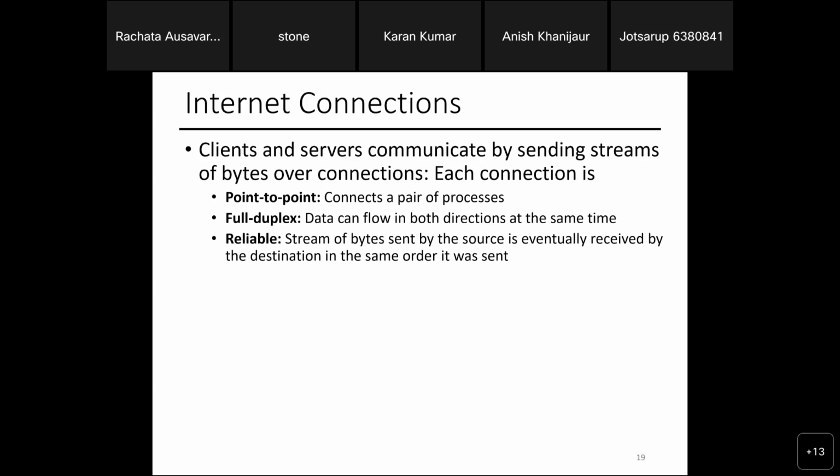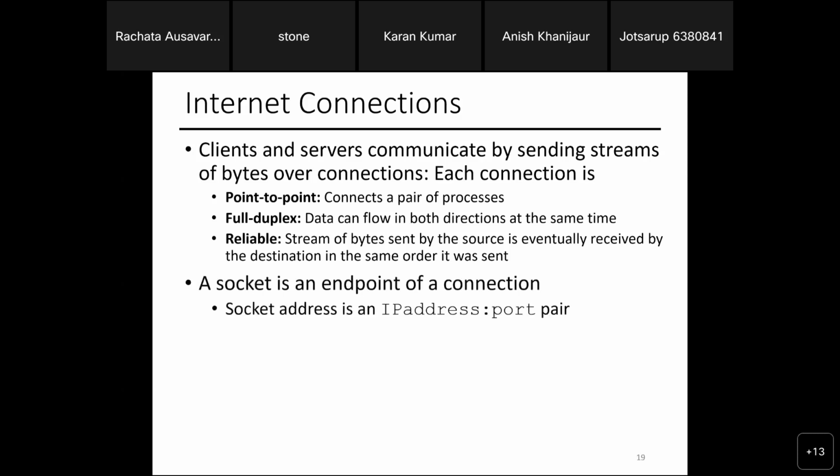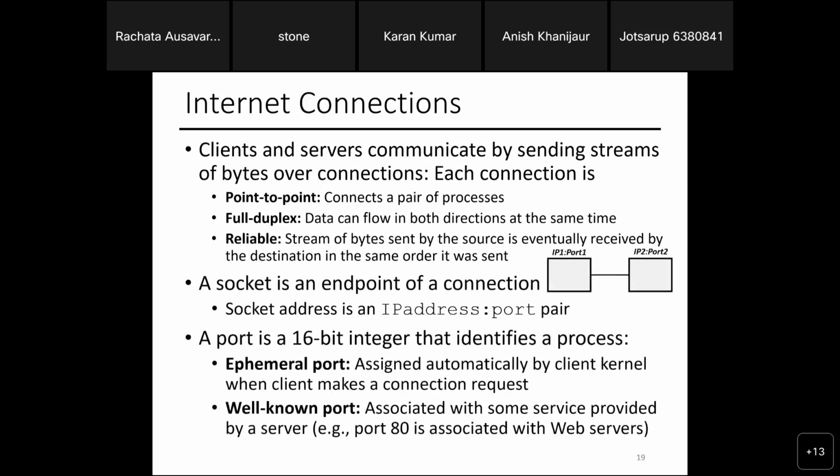Otherwise the server will say, wait, I don't know how to interpret this data if it doesn't even have ordering. A socket is an endpoint of a connection, which is an IP address and port pair. A port is a 16-bit integer. Again, 16-bit, so it can go to like 64,000 something, 65,000 something, in terms of port number.